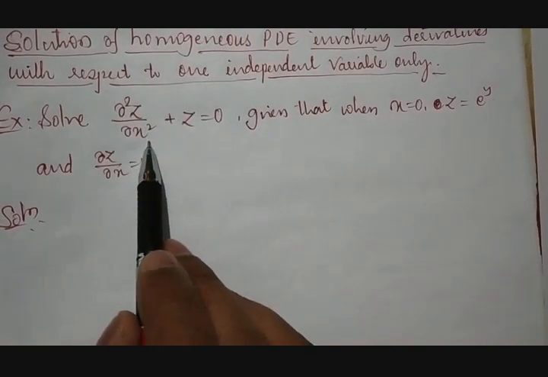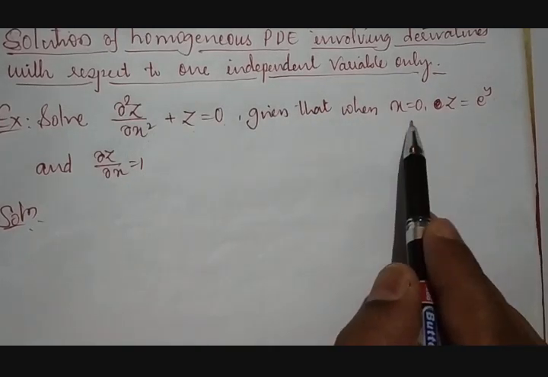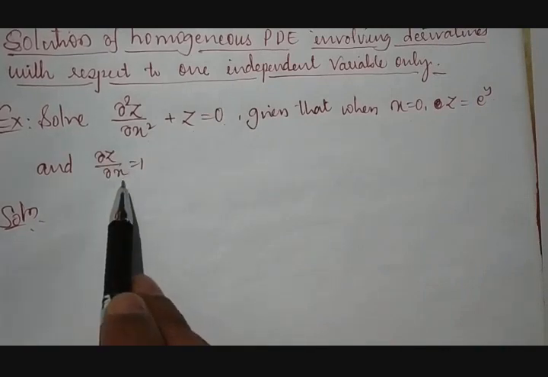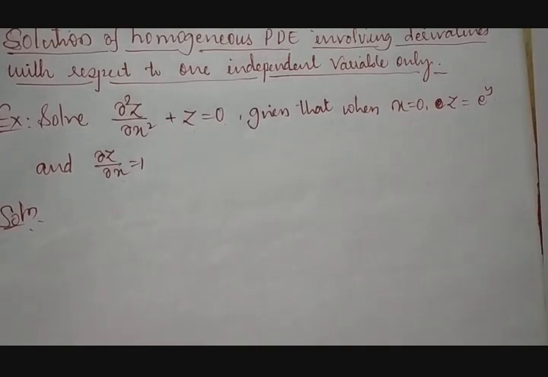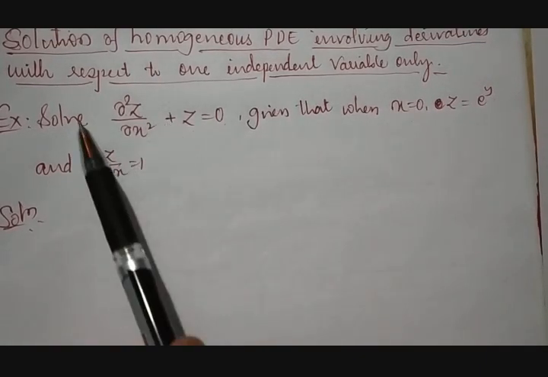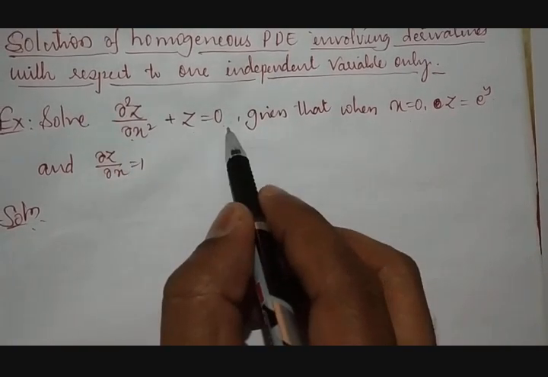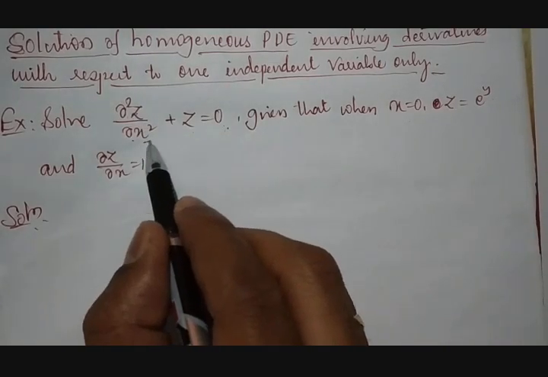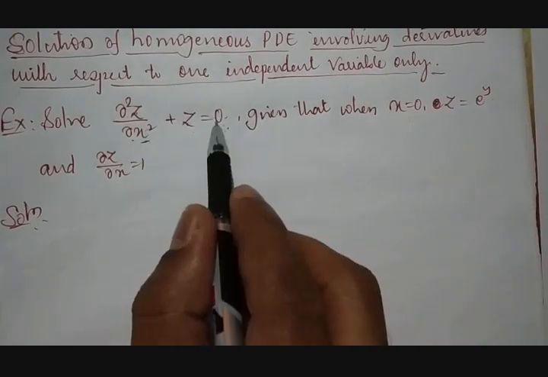Solve dou square z by dou x square plus z is equal to 0. Given that when x is equal to 0, z is equal to e raised to y and dou z by dou x is equal to 1. If you see this example, we'll come to know how many independent variables are available in this partial differential equation. It is homogeneous, no doubt at all, because z is a function where x is a variable, and even if you send this z to the other side, it doesn't make any difference.